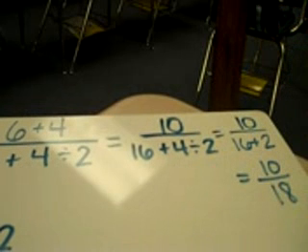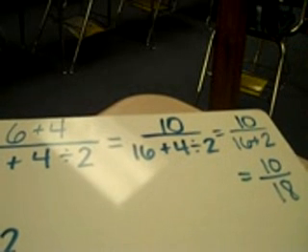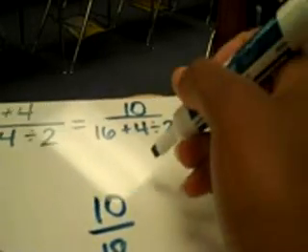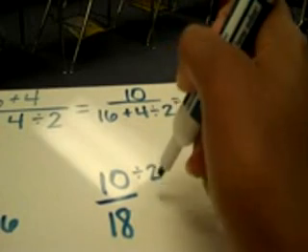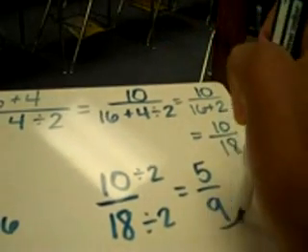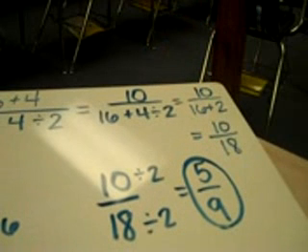which is 18. Now, we know that we can reduce fractions, and we can reduce 10 over 18 by dividing the 2 out of the top and the bottom, and that leaves us 5 over 9. And either of the answers were perfectly fine.